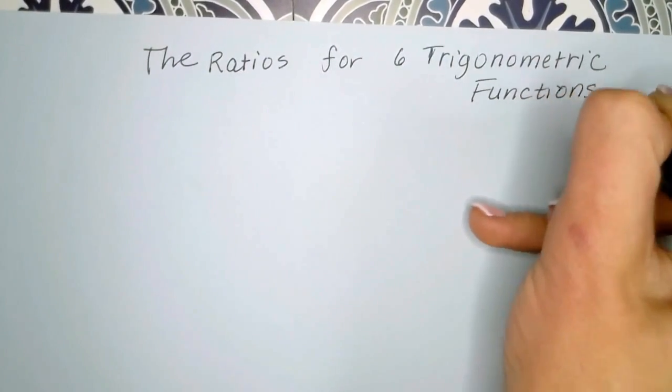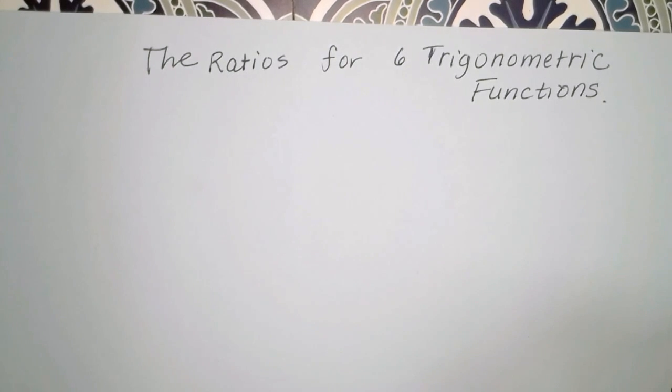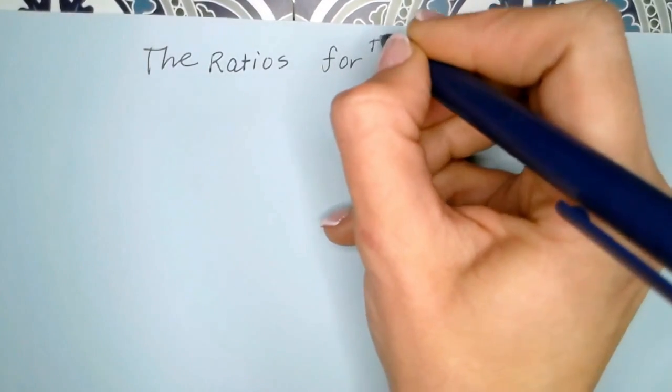You've dealt with the word functions in Algebra 2. A function is really something that when you have a specific input, it only gives you one output. Maybe you remember that functions pass the vertical line test. Does that sound familiar from algebra? Yeah. Functions pass the vertical line test, right? So these are the ratios for the 6 trigonometric functions. So I'm going to squeeze the word "the" in here, sorry.